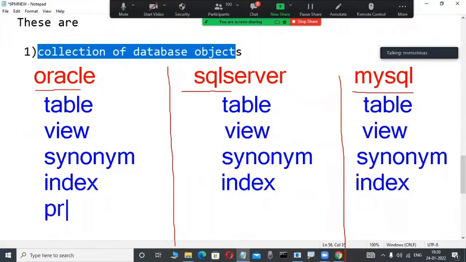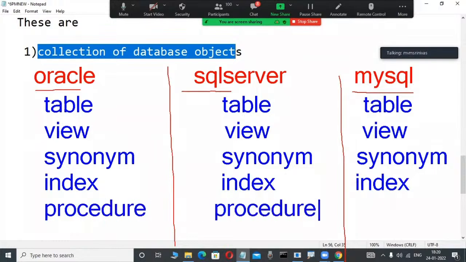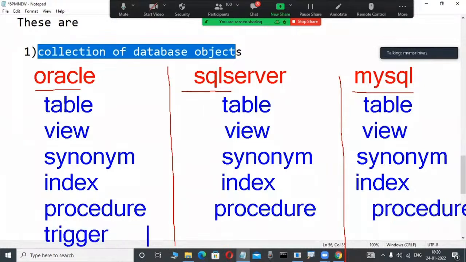Now a procedure is there, and procedure is available in the others also. A trigger is there, and this is a database object. Here also trigger is there. That's why relational data model products contain these three components. The first component is a collection of objects. Objects means table, views, procedure, function, triggers, packages, so many things are there.